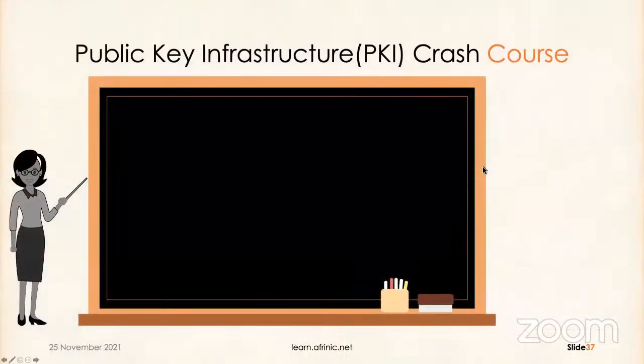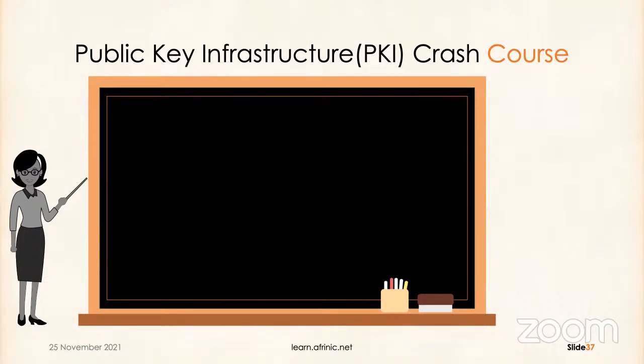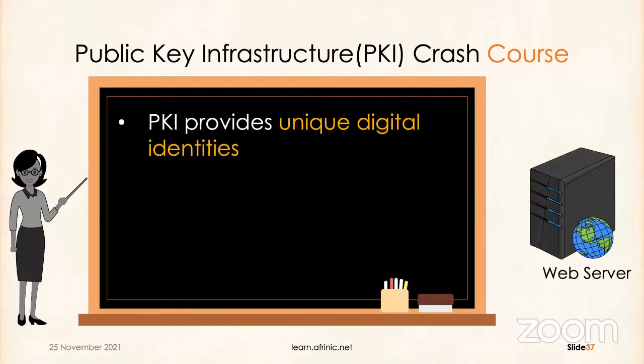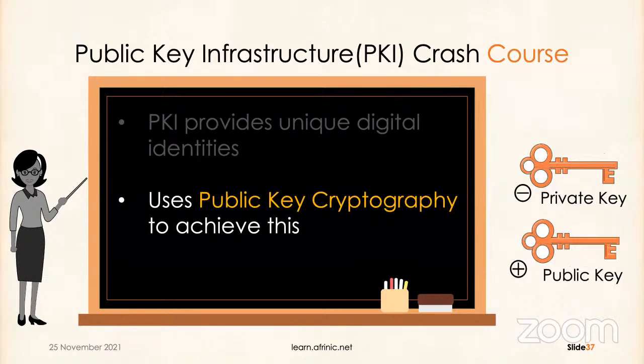So before we go into RPKI proper, we have to quickly take a crash course on PKI itself, so that we don't get lost, because this is, after all, like I said, RPKI nuts and bolts. We're going to open the hood and look at the different components of the PKI and how they interact. PKI provides unique digital identities. For example, for a web server online, you can use PKI to provide a unique identity to that web server so that you know if you're trying to connect to that web server, you are actually connecting to that particular web server, not something else. It uses public key cryptography to achieve this. As you can see, you have both a private and public key pair, which is what you call asymmetric encryption.